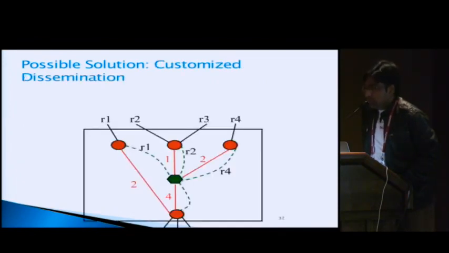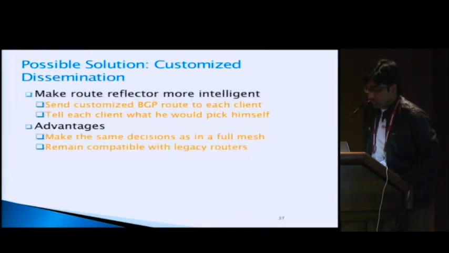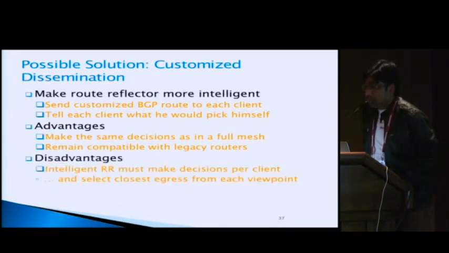Another way of solving this problem can be customization of dissemination, because you get the routes from the route reflector, and then you send customized routes to your clients. So that again is not necessarily the best route. The advantage is it looks like you are actually deploying the routers in a full mesh, because all the paths are now visible to you as a client. But the disadvantage associated with this kind of deployment is that your RR has to be very intelligent, because you are customizing on the fly. It's basically real time.